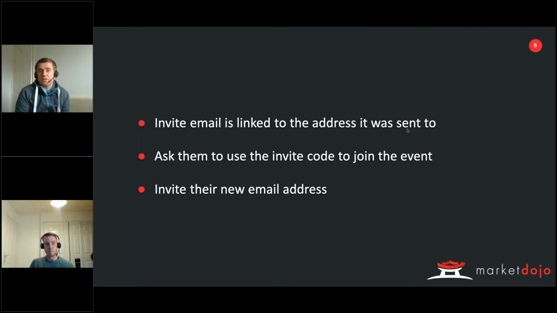So what they can do is, within the invite email they have, there should be an invite code. If they use the invite code, you'll then get asked to approve them into the event and they can join it that way, or just invite their email address. So invite Pete as well as me, and then he will have the invite as well. Next slide, please.